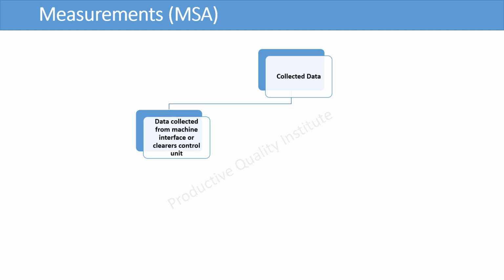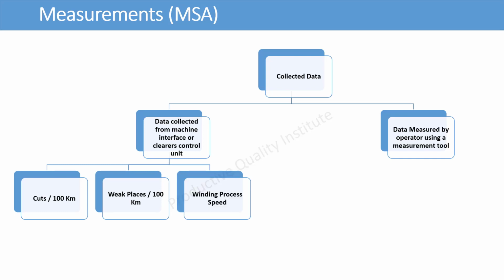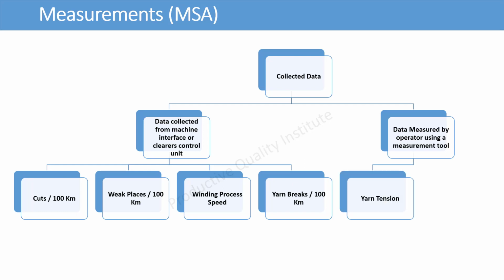The collected data are divided into two categories: data collected from machine interface, or clearers control unit, such as cuts per 100 km, weak places per 100 km, winding speed, and yarn break per 100 km; and data measured by the operator using a measurement tool, such as yarn tension and package density.